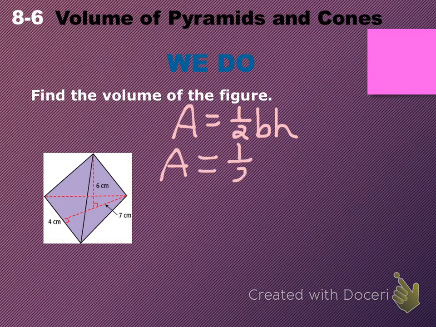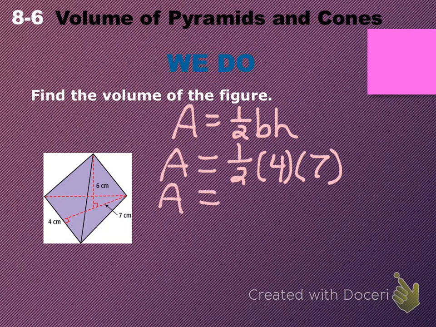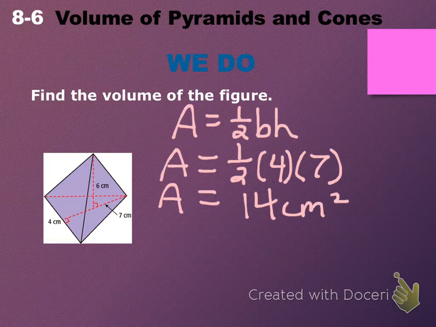So it's 1/2 the base, which is 4 centimeters, times the height of the triangle, which is 7 centimeters. So 1/2 times 4 times 7. One way you could do this on your calculator is to take 4 times 7 and then divide that by 2. And you end up with 14 centimeters squared. Now that's the area of the base of the pyramid.